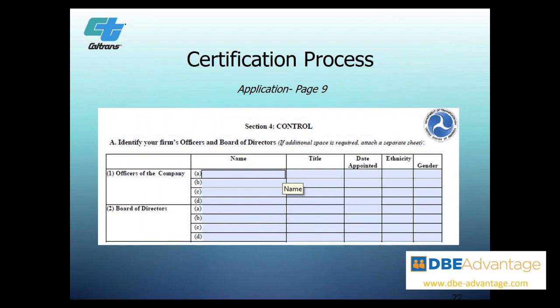Here what we do essentially is walk through the officers and the board of directors and who they are and what their titles are, when they were appointed, their ethnicity, and so forth. And then this is important, especially when you have multiple owners, like in the case of the 50% owner, or any time you have multiple owners that make up the majority of the ownership to meet the eligibility criteria.